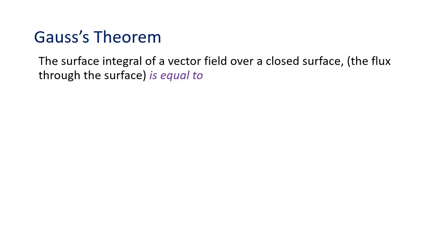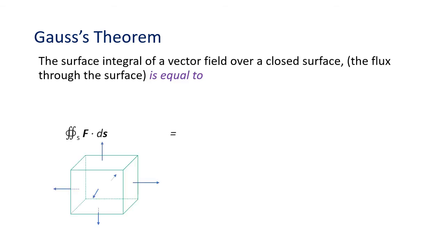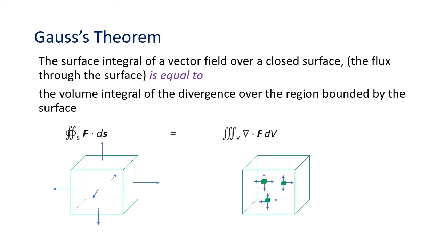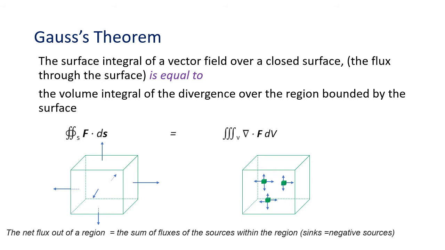Okay, now that we've covered what divergence is, we can talk about Gauss's theorem. This states that the surface integral of a vector field over a closed surface, the flux through the surface, is equal to the volume integral of the divergence over a region bounded by the surface. In other words, the net flux out of a region is the sum of the individual fluxes of the sources within the region.